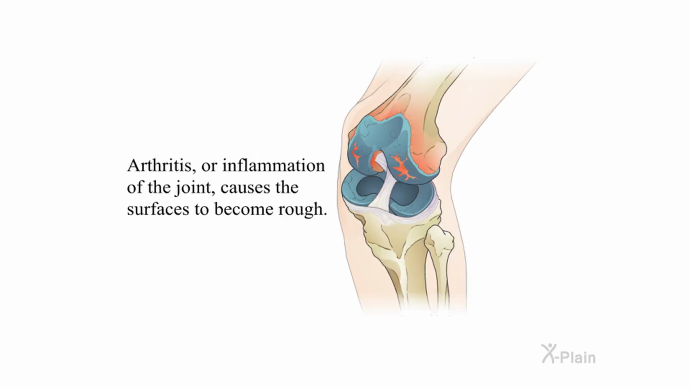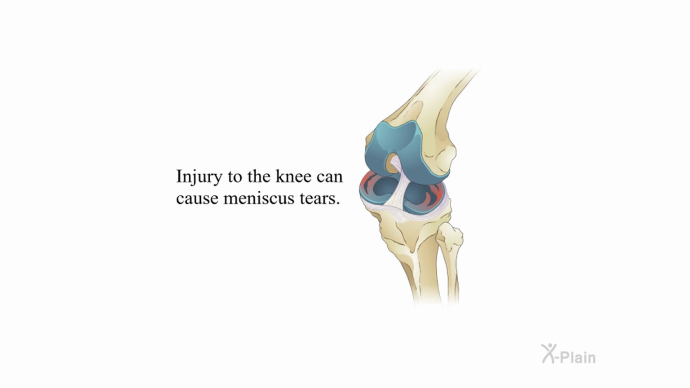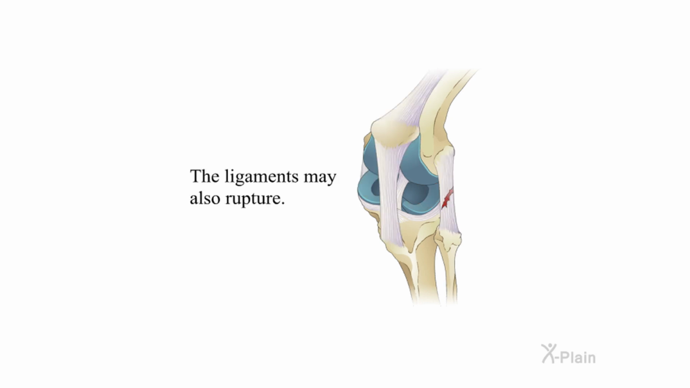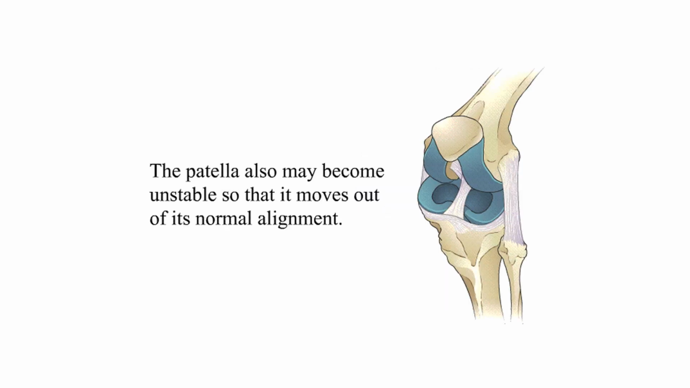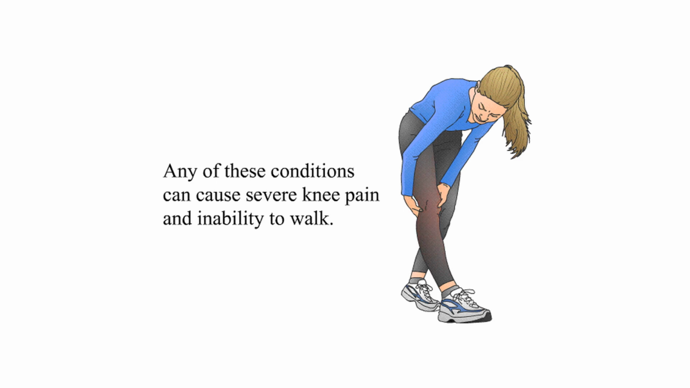Symptoms and their causes. Arthritis or inflammation of the joint causes the surfaces to become rough. Injury to the knee can cause meniscus tears. The ligaments may also rupture. The patella also may become unstable so that it moves out of its normal alignment. Any of these conditions can cause severe knee pain and inability to walk.